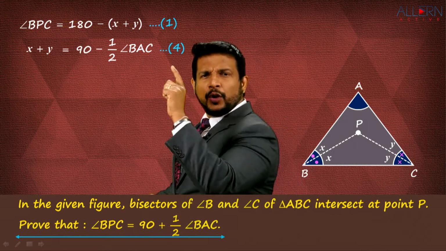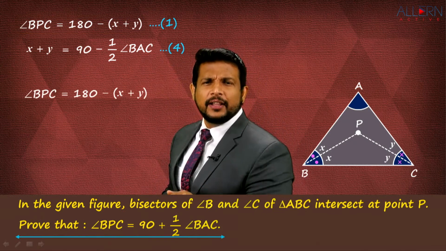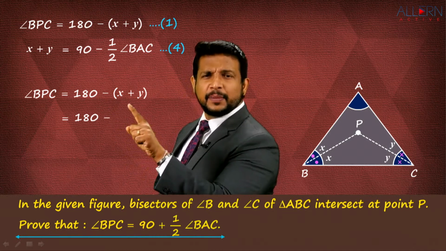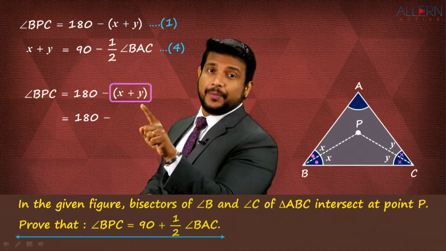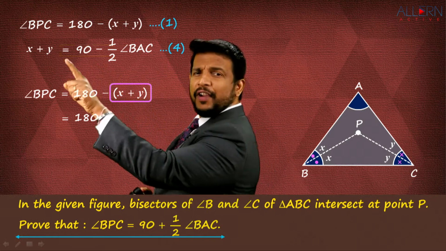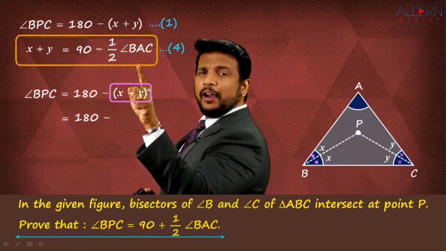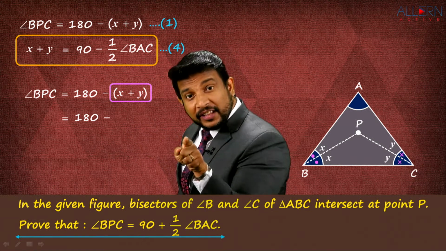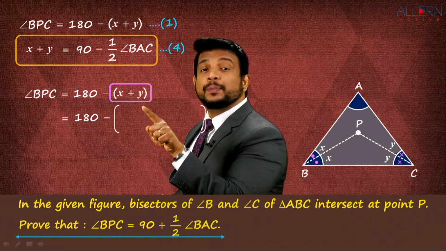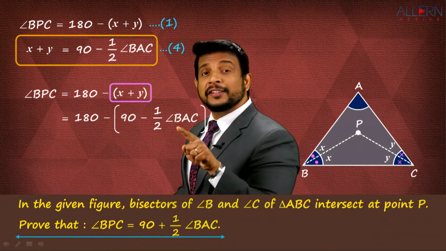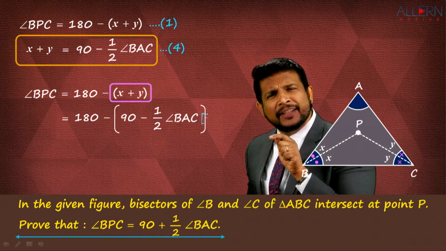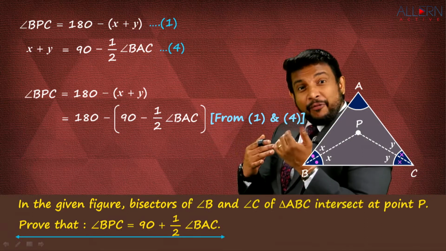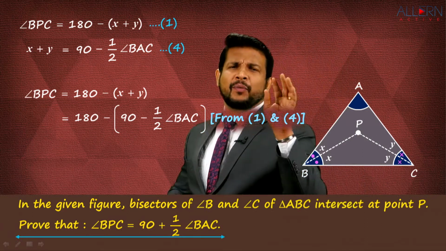Let's see. So we're going to rewrite that 1 again, right? We wrote that BPC remains as it is, 180 remains as it is, minus remains. Only thing is x plus y, we don't want this. We have the value of that. It is 90 minus half of angle BAC. Let's write that. But remember, minus, then put the value within the bracket. x plus y, what is the value? It is 90 minus half of angle BAC. From where did we get this? We got this from 1 and 4, right? So from 1 and 4, we substitute that.